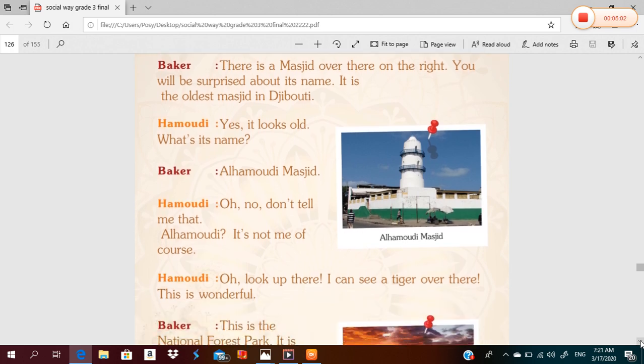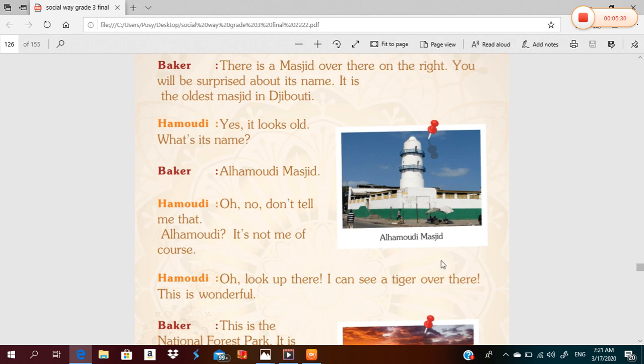Hamoudi: Bakir, there is a masjid over there on the right. You will be surprised about its name. It is the oldest masjid in Djibouti. Bakir: Hamoudi, yes, it looks old. What is its name? Hamoudi: Al-Hamoudi Masjid. Bakir: Oh no, don't tell me that. Al-Hamoudi? It's not me, of course.